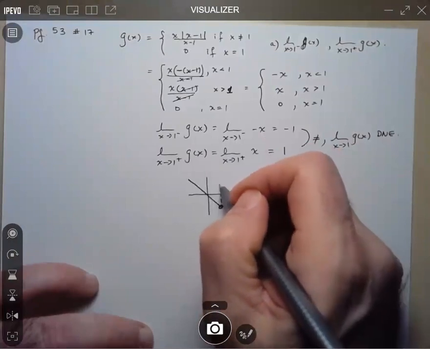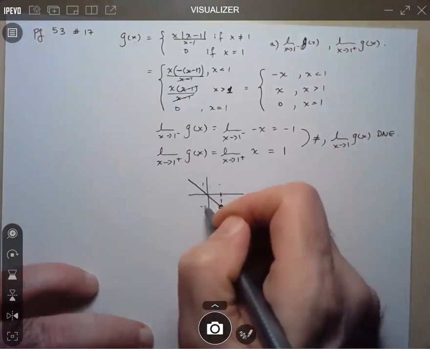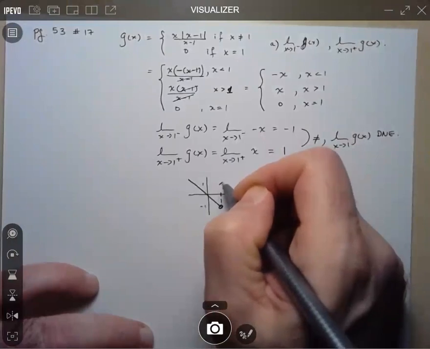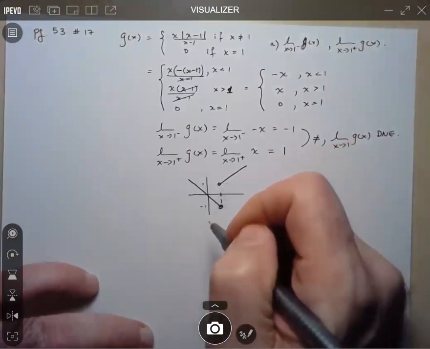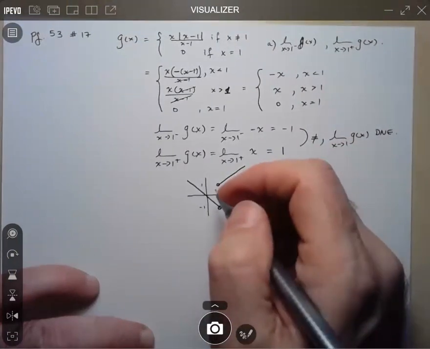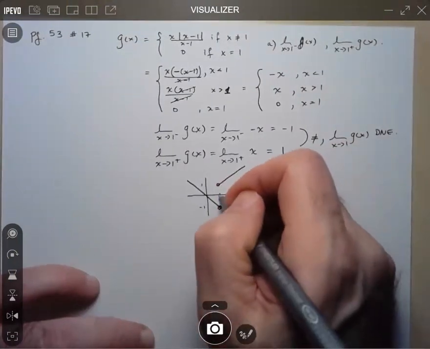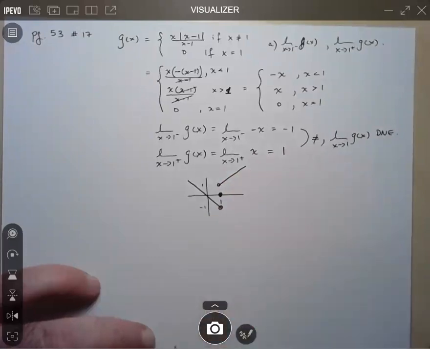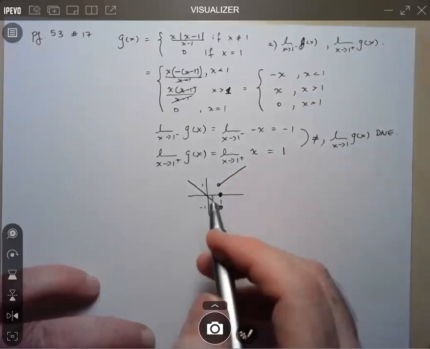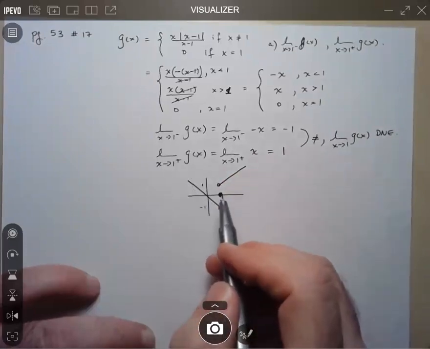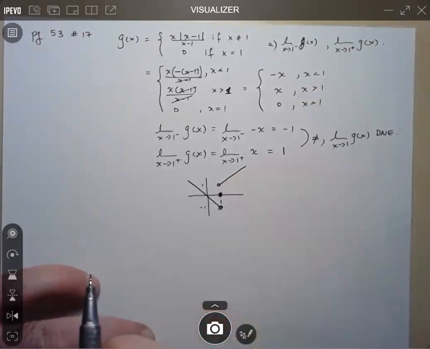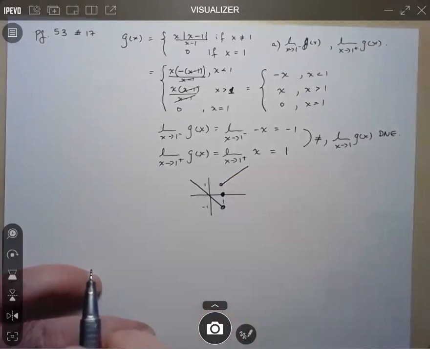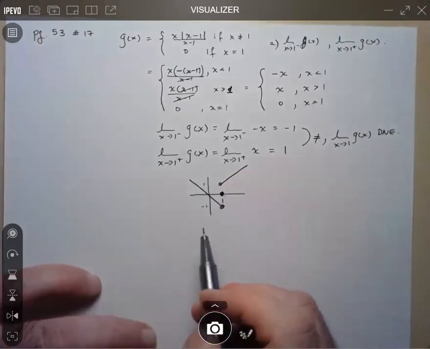Then to the right of 1, it's the function x. So let's put 1, -1. It's going to look something like this. And we'll put a hole there. And at 1, it's equal to 0. So this is what the function would look like. It's like -x, at 1 it's defined as 0, and then to the right of 1, it's defined as x. And clearly there's a discontinuity at 1.